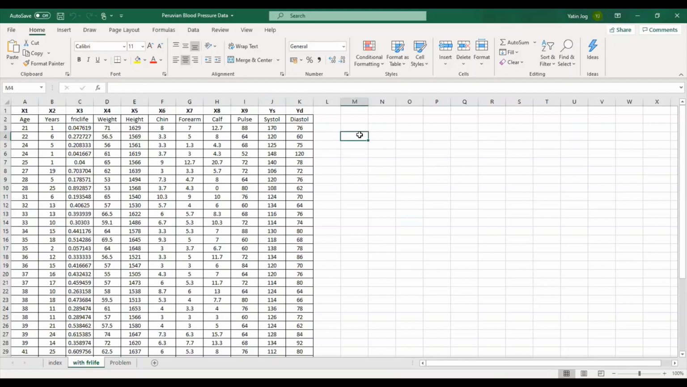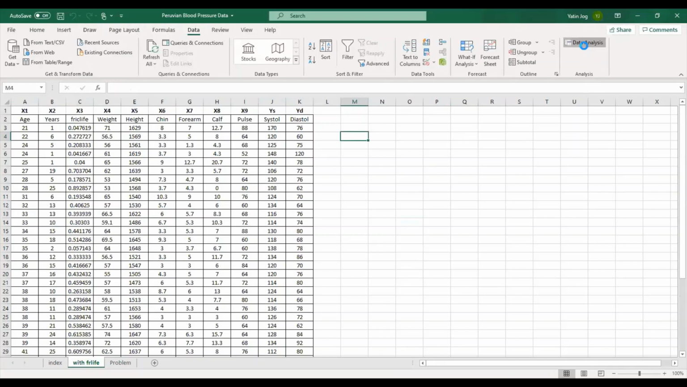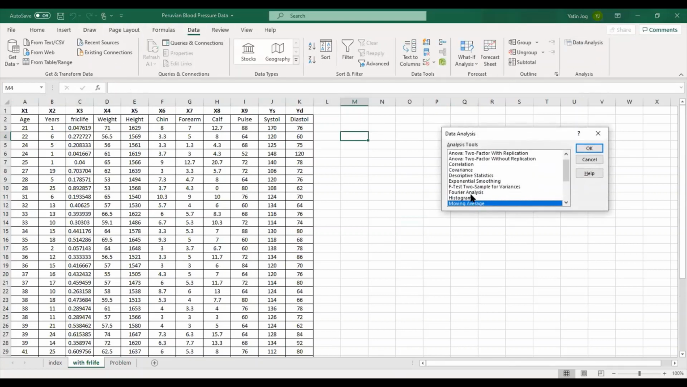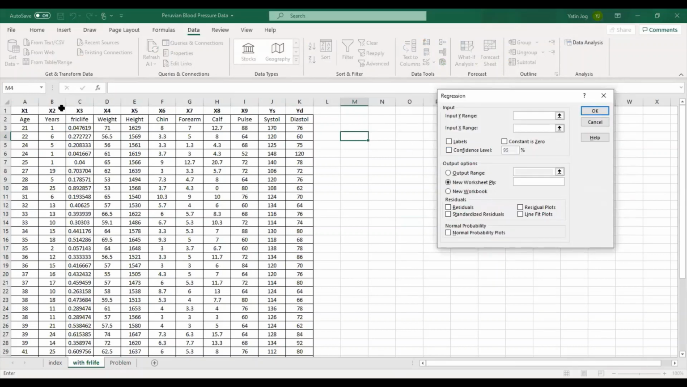Now for this data, we have to create a regression model. So for the regression model, first of all, as we have discussed, by default we'll go to Data and Data Analysis, and we'll select the Regression option. And in the first iteration, we'll consider all the independent variables as part of the data model.